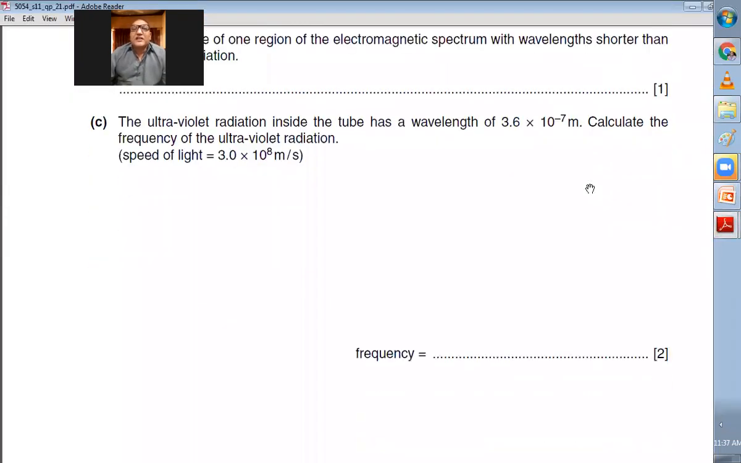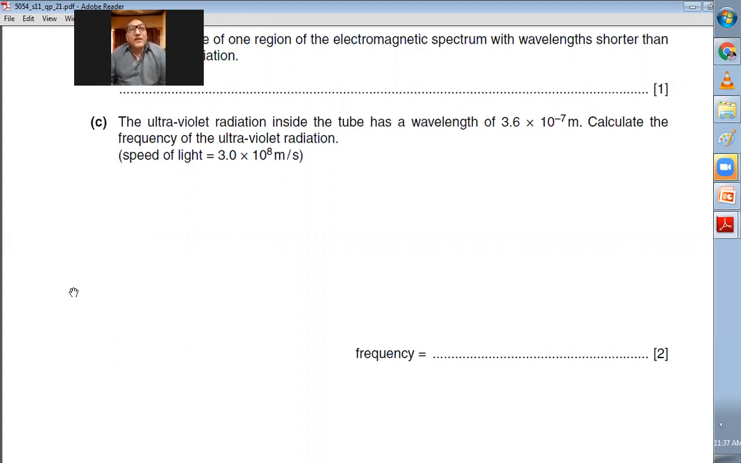The next part is question number 5, and it's C part. The ultraviolet radiation inside the tube has a wavelength of 3.6 × 10^-7 meter. Calculate the frequency of the ultraviolet radiation. The speed of the light is 3 × 10^8 meter per second. So the wavelength is given, the speed is given, and they want us to find out the frequency.